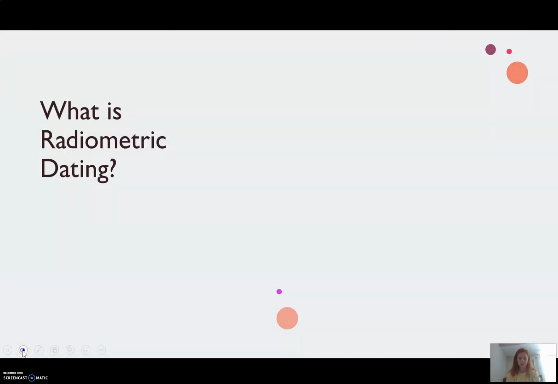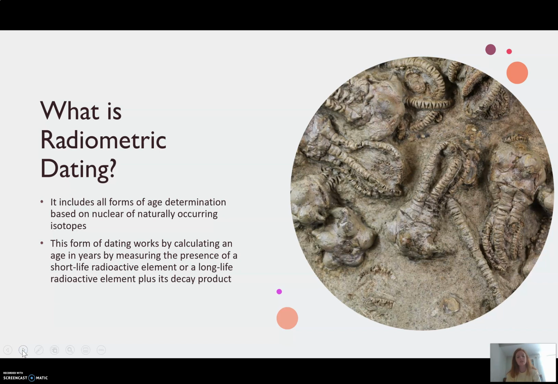So what is radiometric dating? It includes all forms of age determination based on the nuclear substance of naturally occurring isotopes. This form of dating works by calculating an age in years by measuring the presence of a short-life radioactive element or a long-life radioactive element plus its decay product. So this is typically used when geologists are trying to determine the age of fossils or rocks.